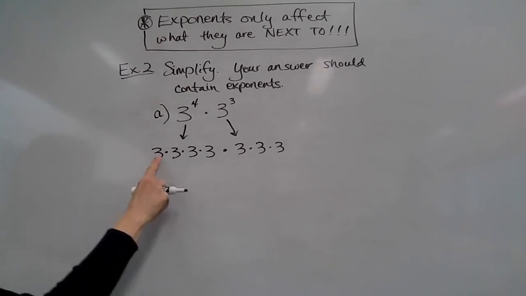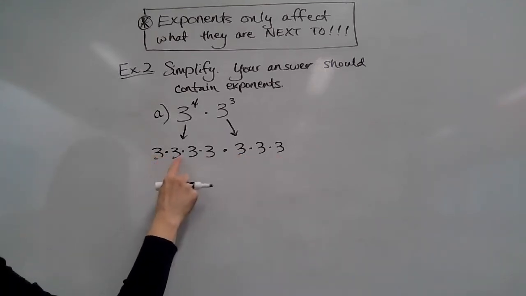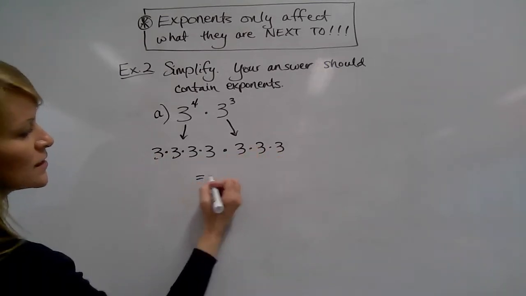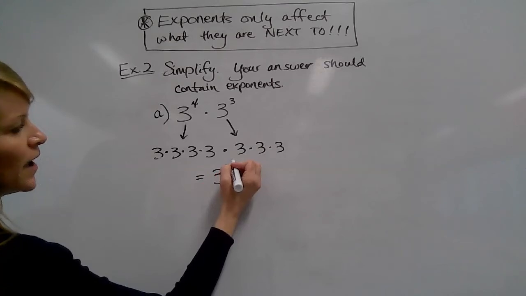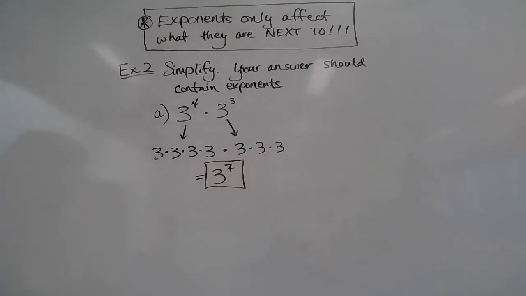And now you can see we have 3 being multiplied by itself 7 times. 1, 2, 3, 4, 5, 6, 7. That becomes 3 to the 7th power. And that's all the farther we're going to take it because that is simplified and our answer contains exponents.